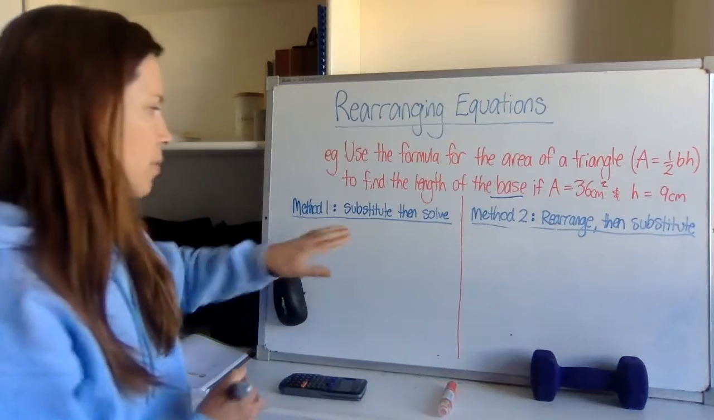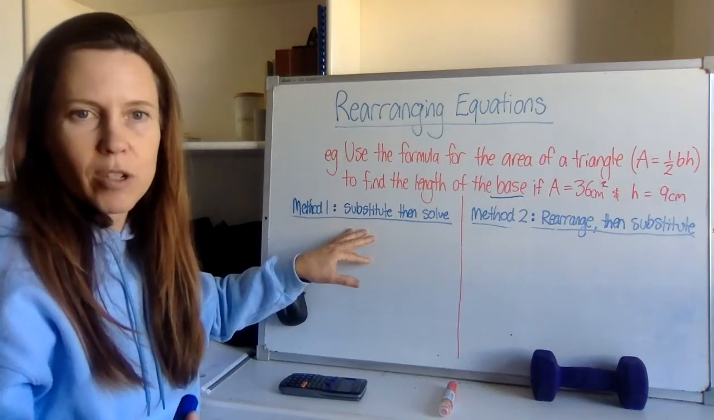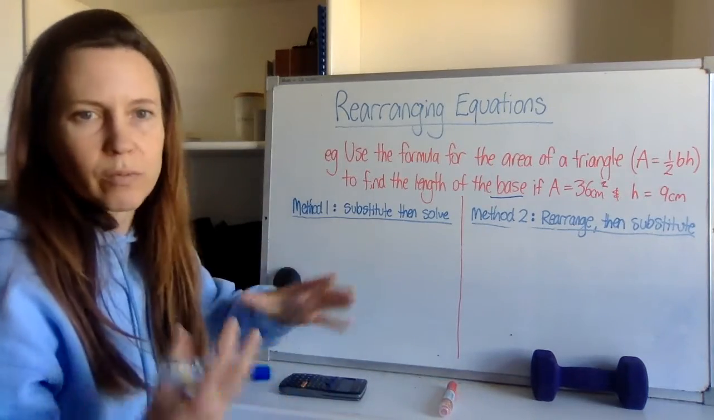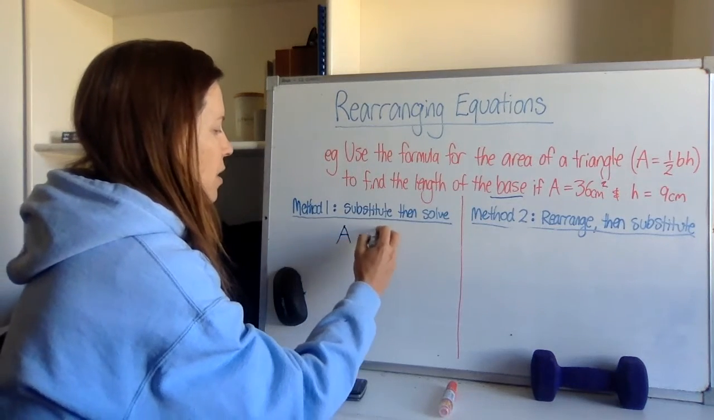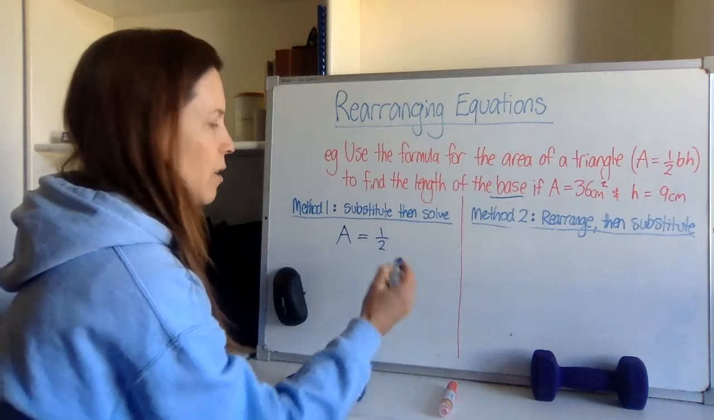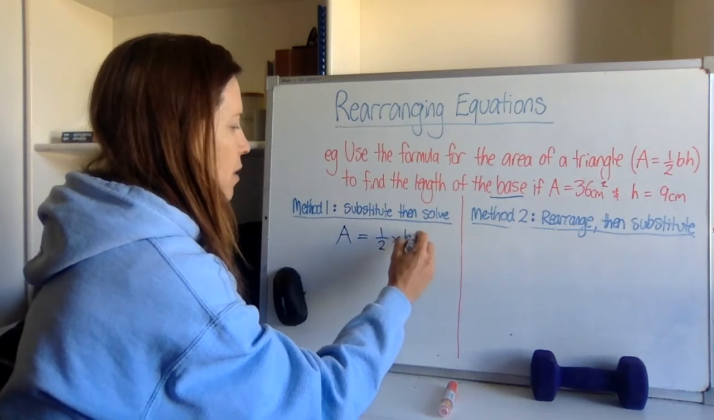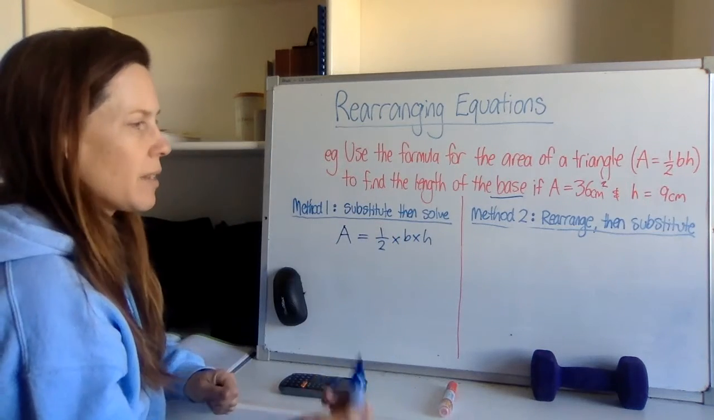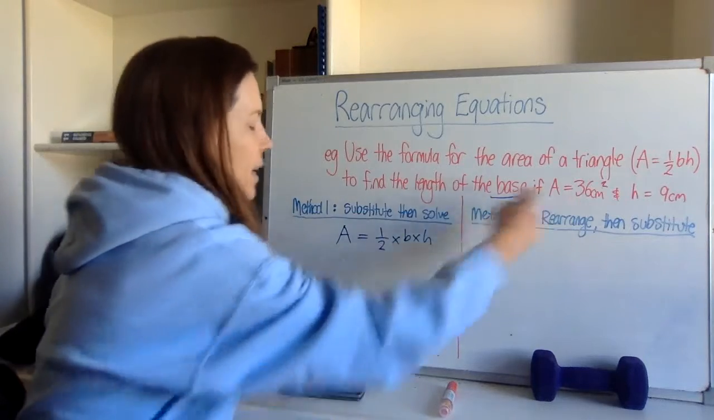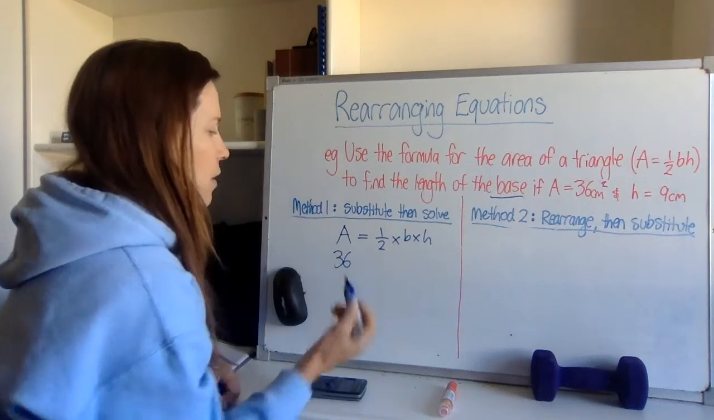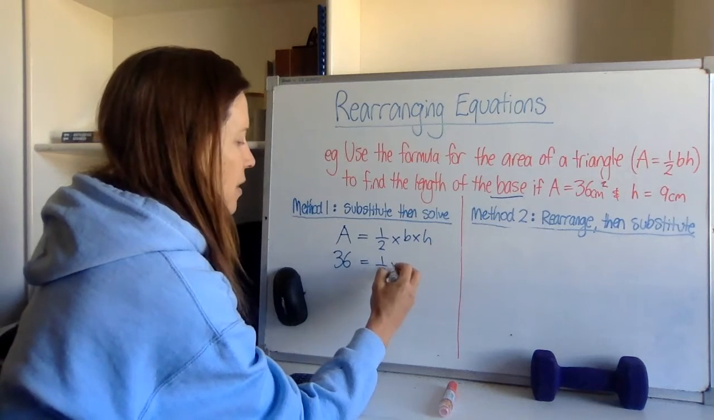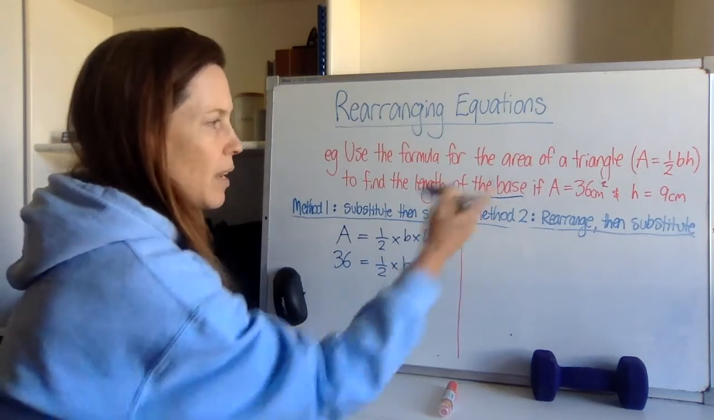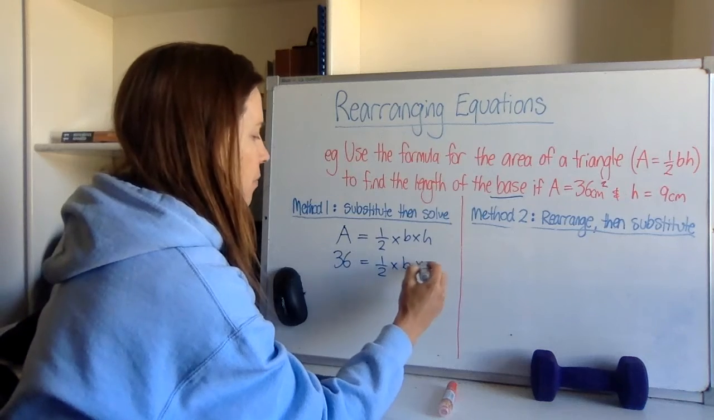So this first method says, let's just substitute in what we know, and then we'll solve it as best we can using our equation solving skills. So we'll start by writing A equals half times base times the height. Okay, now let's sub in what we know. We know that A is 36. Half is still a half. We don't know the base, so we'll just write that down again. And we know that the height is 9.